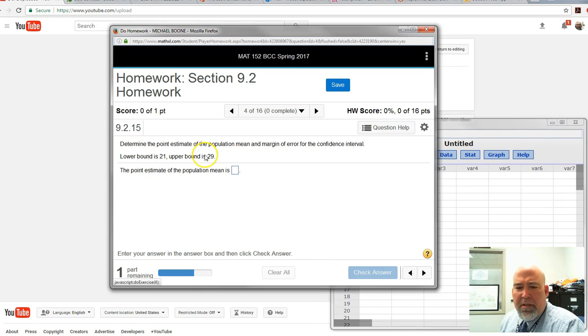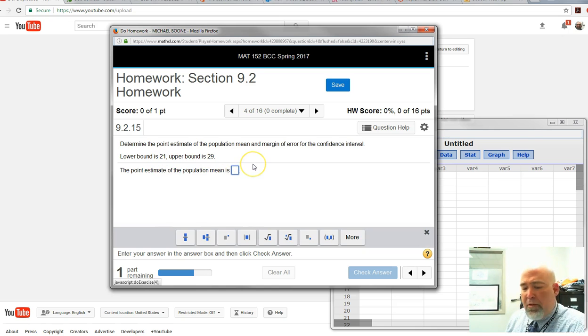So there's a question here that says, determine the point estimate of population mean and margin of error. So just understanding that it is some idea of some p-hat plus or minus some margin of error. That's what a confidence interval is. So if I have my lower bound and upper bound, the point estimate is going to be the number in the middle, because you have a p-hat minus c, or in this case a sample mean, an x bar minus a margin of error, and then you have an x bar plus a margin of error. So your point estimate is going to be right in the middle. So in between 21 and 29 is 25.